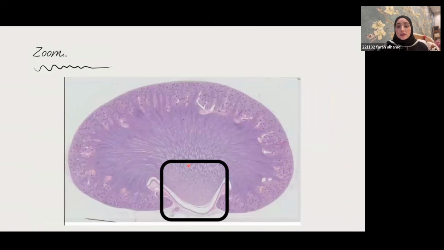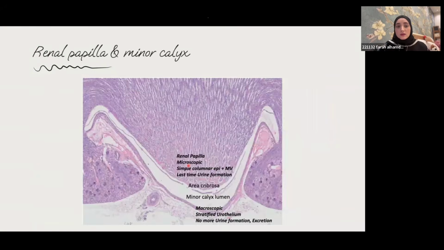Let's zoom into here. The renal papilla and the minor calyx. The renal papilla is the end of the microscopic urine flow. Microscopic meaning we can't see it with our naked eye. This is where urine filtration, formation and transport happen. It's made of simple columnar epithelium, as I told you earlier, plus microvilli. This is the last time we have urine formation.